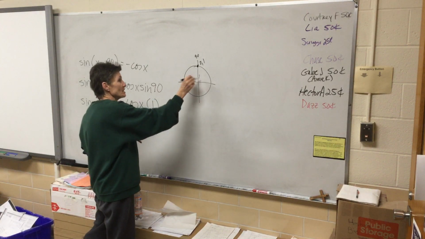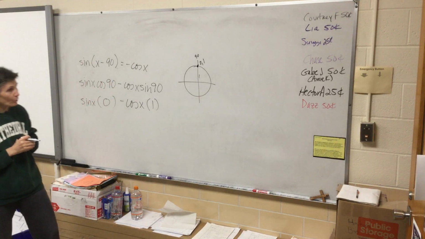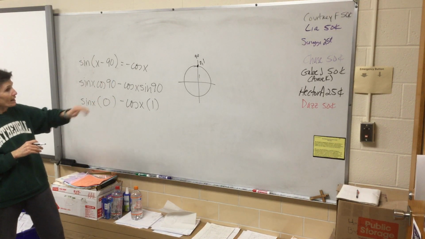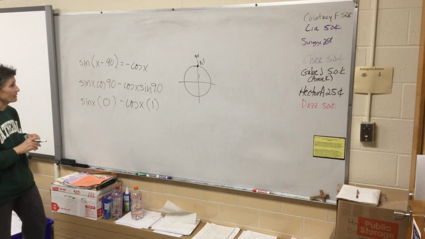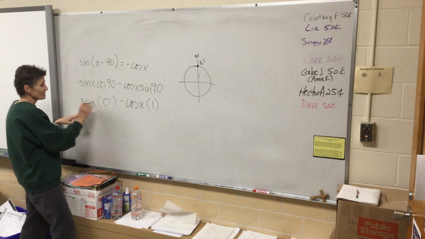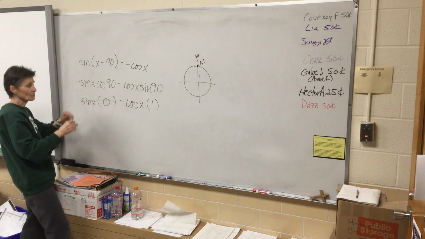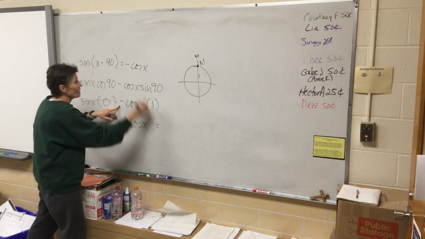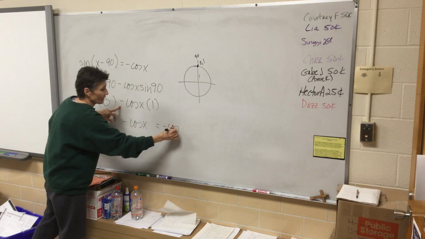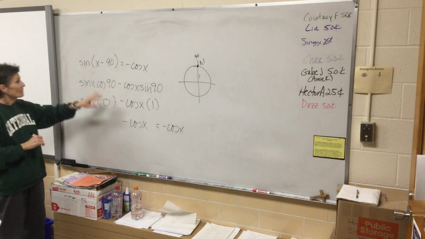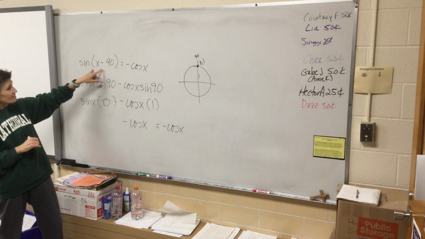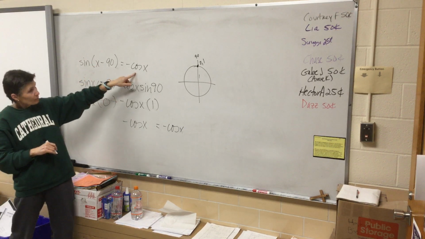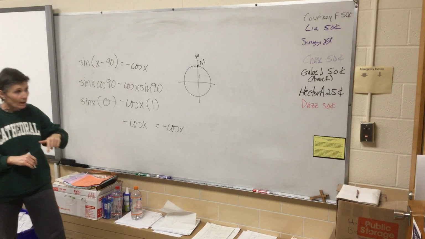Since your radius is 1, you really don't have to worry about that. So x over r is 0, and y over r is 1. Well, look what happens. This is gone. Sine times 0 is gone. And here I just have negative cosine x, which is exactly what I was supposed to prove. I simplified this using my formula, and I ended up with exactly what I was supposed to.